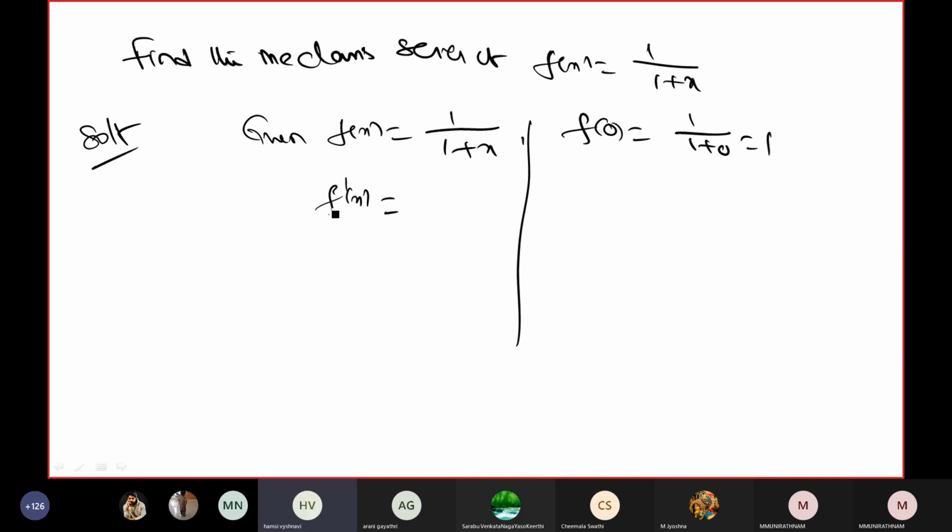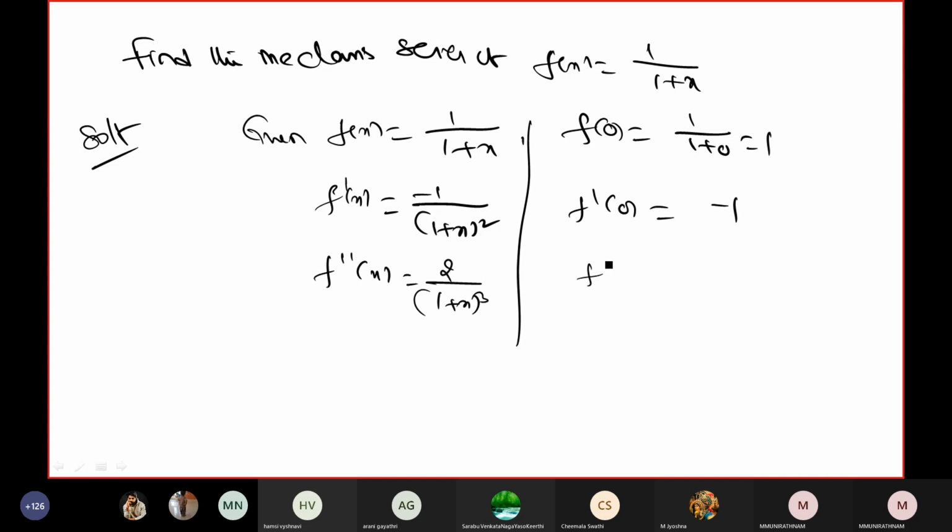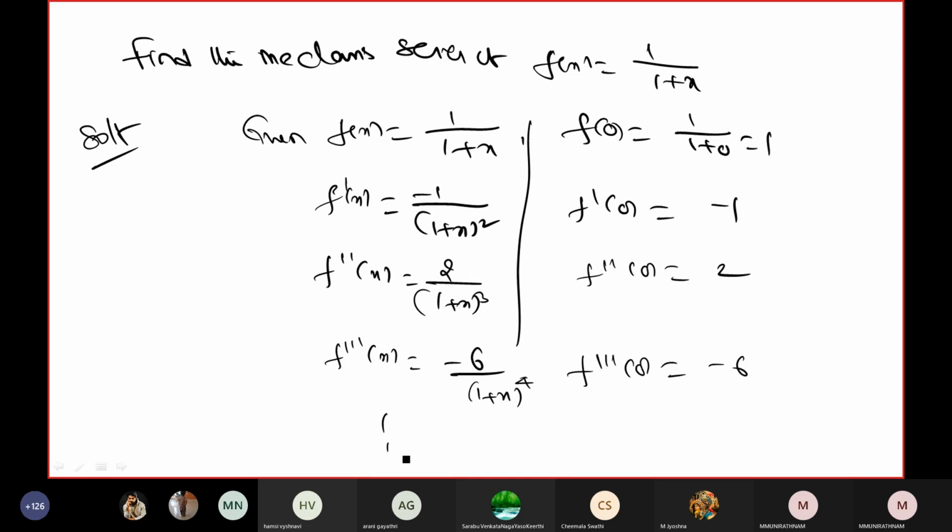Minus 1 by 1 plus x whole square, sir. Okay. Very good. Minus 1 by 1 plus x whole square. Okay na? So what is f dash of 0? Minus 1. What is f double dash of x? 2 by 1 plus x whole cube. F triple dash of x? Minus 6 by 1 plus x whole power 4. F triple dash of 0? Minus 6. And so on.